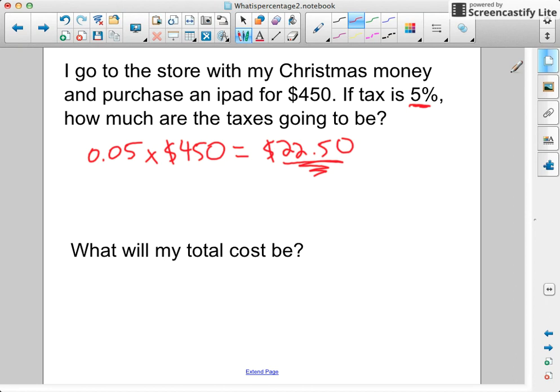If I want to find out what my total cost will be, I take my tax, add it to my original. So 450 plus that, and my total cost is going to be $472.50.